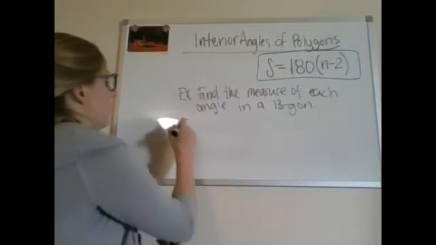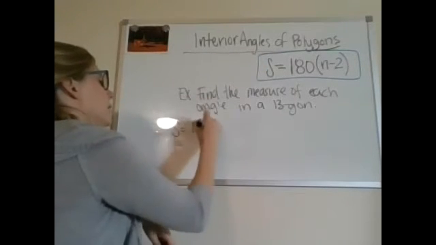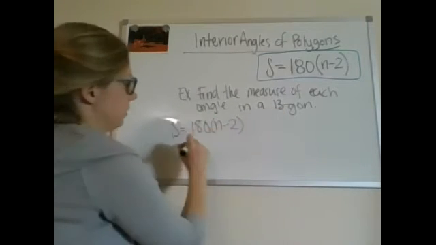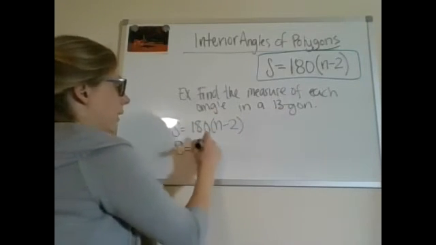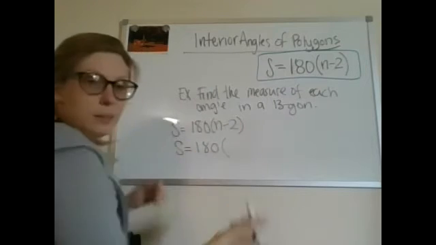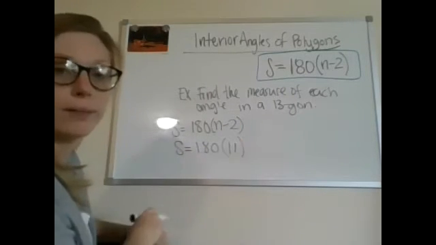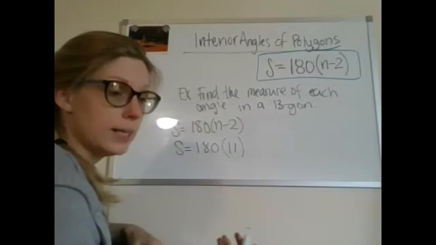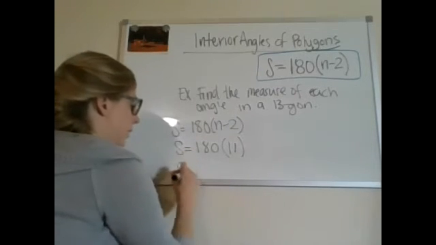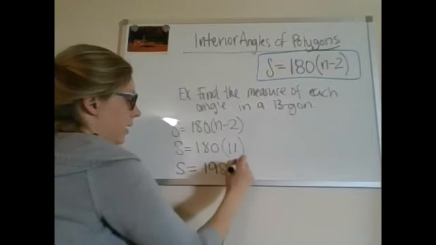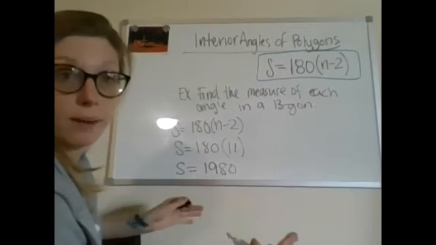So when we do that, we would say S equals 180 n minus 2. In here n is 13. So 180 times 13 minus 2. 13 minus 2 is 11. All right. So if we do 180 times 11, you should get that all of the angles add up to be 1,980 degrees, all of them.